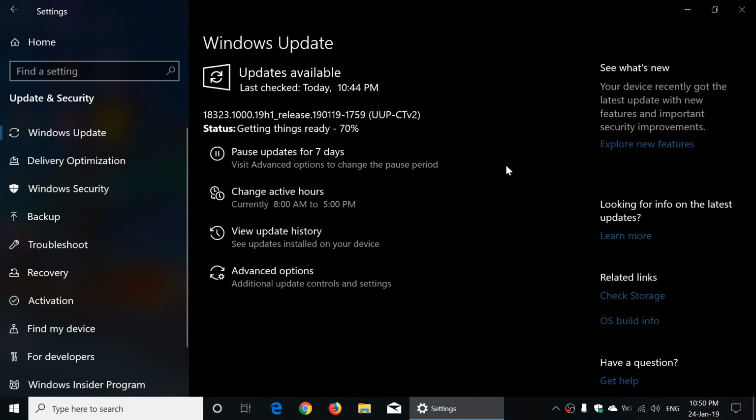So 18323, released for Fast ring, and it's available right now. Review coming up tomorrow, and it's kind of interesting to see that we're moving ahead. I almost thought there would be no build this week because it was late Thursday and nothing happened. But at the same time, there's a lot happening, so we'll be checking that out.